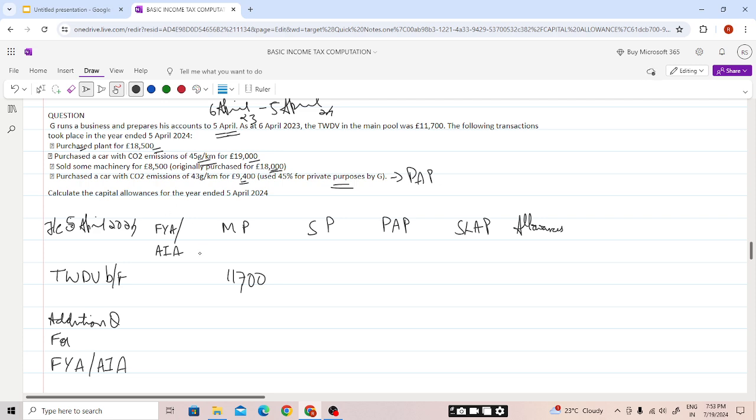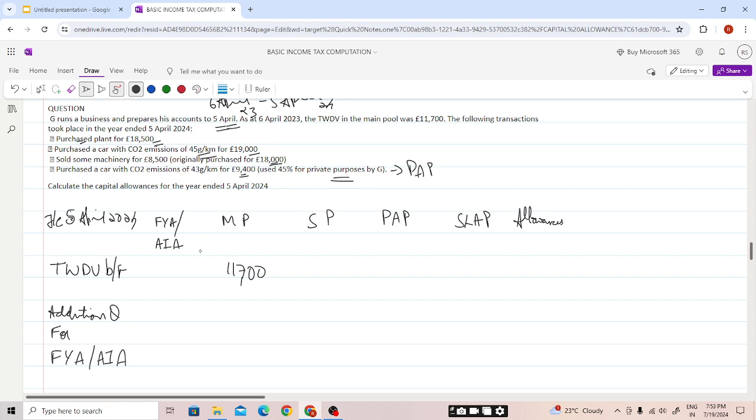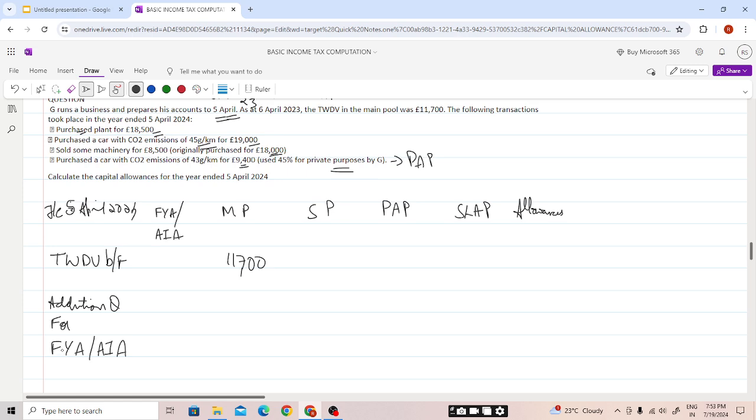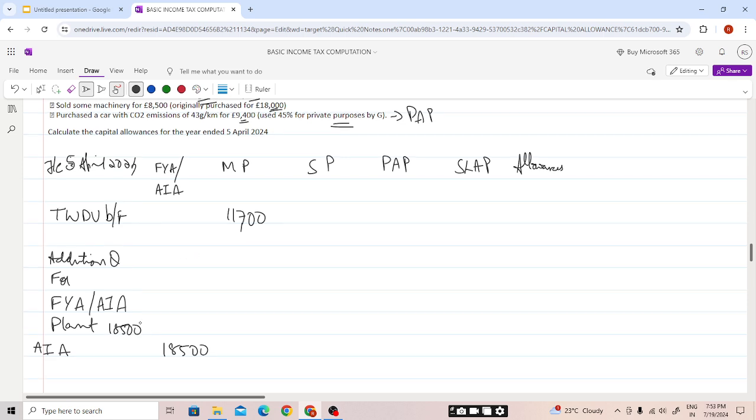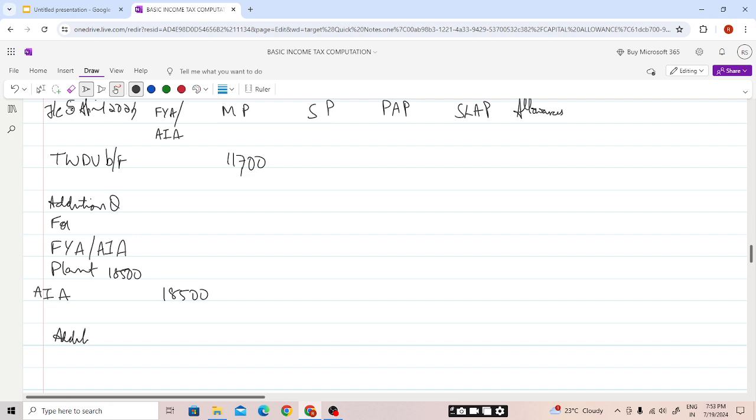Plant has been purchased, students. We have purchased the plant, and on cars no AIA is available. So on plant the AIA of 18,500 will be available, and this is within the limit, and there is no need to apportion the 1 million limit as it is for the whole 12 month period. Then students, additions not qualifying for FIA and AIA.